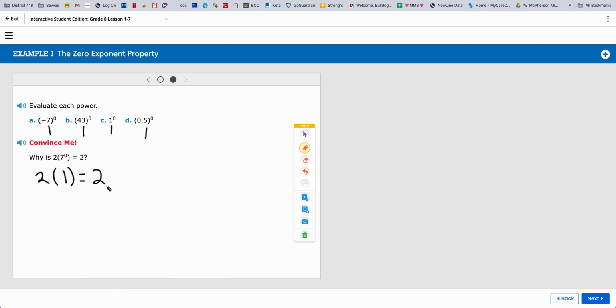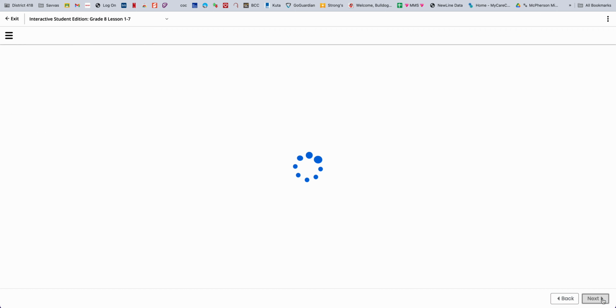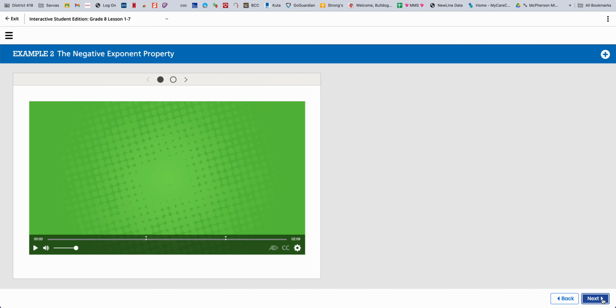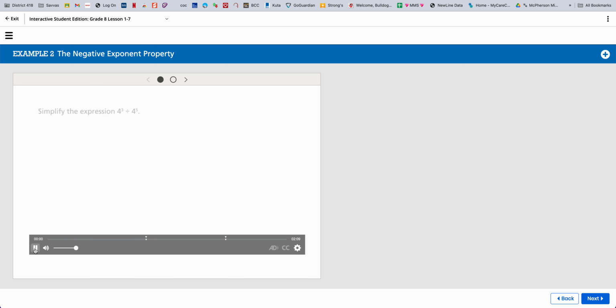Okay? All right, so that's a new rule. We feeling okay so far about our new rule? Yes. A 0 exponent gives us a value of 1. All right, let's learn a new rule. Negative exponents now.